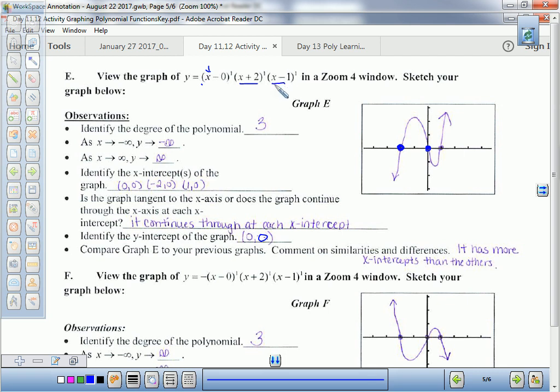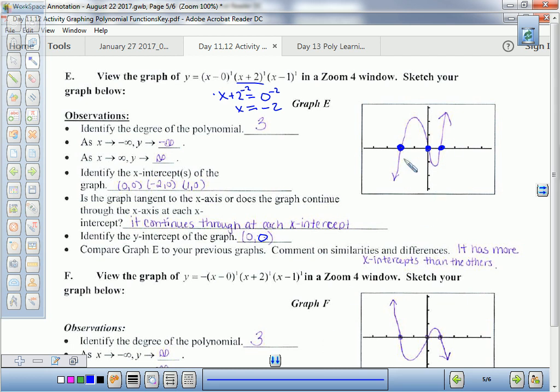What can I plug in here to make this factor 0? Positive 1. Okay? Now, if you can't just look at it and do it, that's fine. Take one of them, set it equal to 0, and solve. What do we do to solve this? Just subtract 2. So we know that there is an x-intercept at negative 2. There's an x-intercept at positive 1. There's an x-intercept at 0.